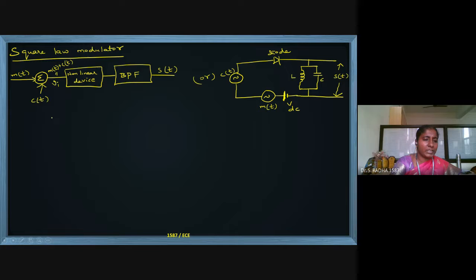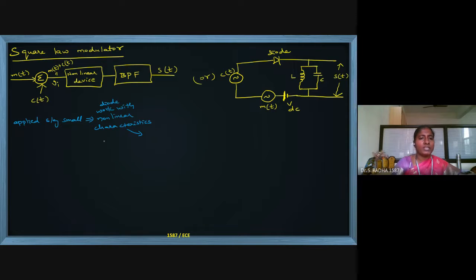What happens? Applied signal should be very small in order to maintain the nonlinear characteristics of the device. Diode will work with nonlinear characteristics when input is a small signal. Then it will give output, and that output is given to the band pass filter, and it will give the spectrum of S of t.